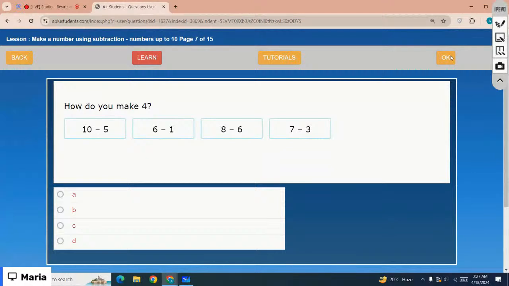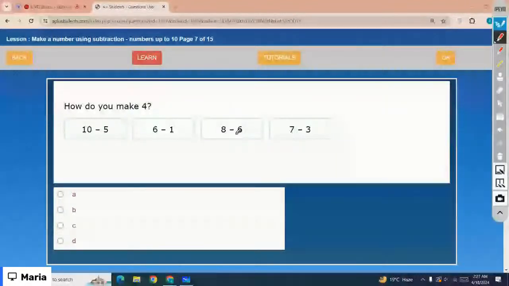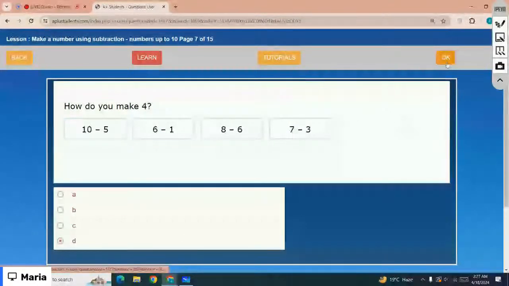The correct option is option number D. 7 take away 3 is the one that makes 4, right? Yes, it is option number D. Very good. The correct option is D. 7 take away 3 is the correct option. Very good.